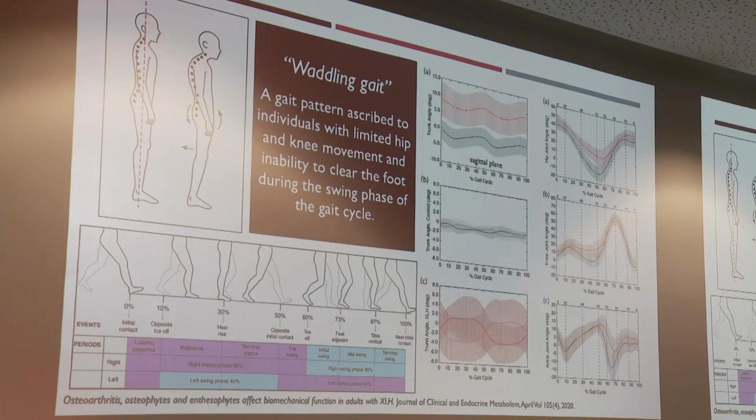When they go to swing the left foot, they'll lean to the right side so that they can then clear the foot. And so they have this back and forth motion, and this is what has been termed the waddling gait. It was confirmed in this study that in fact they do have a waddling gait in order to clear the foot during ambulation.